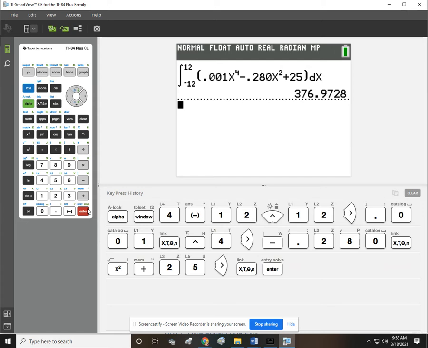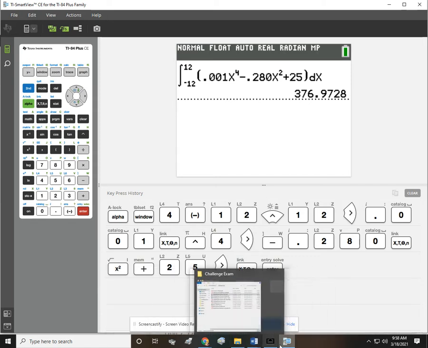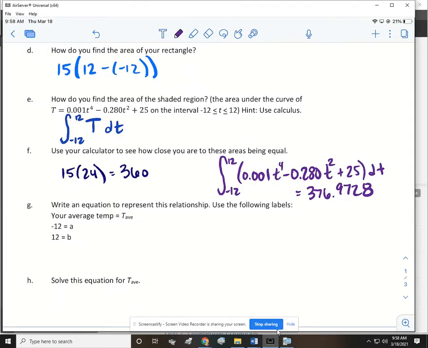Okay, so I guessed pretty close. Now, if you guess perfectly, obviously the average temperature would match exactly with that integral value. Okay, so for G, this is the whole point.